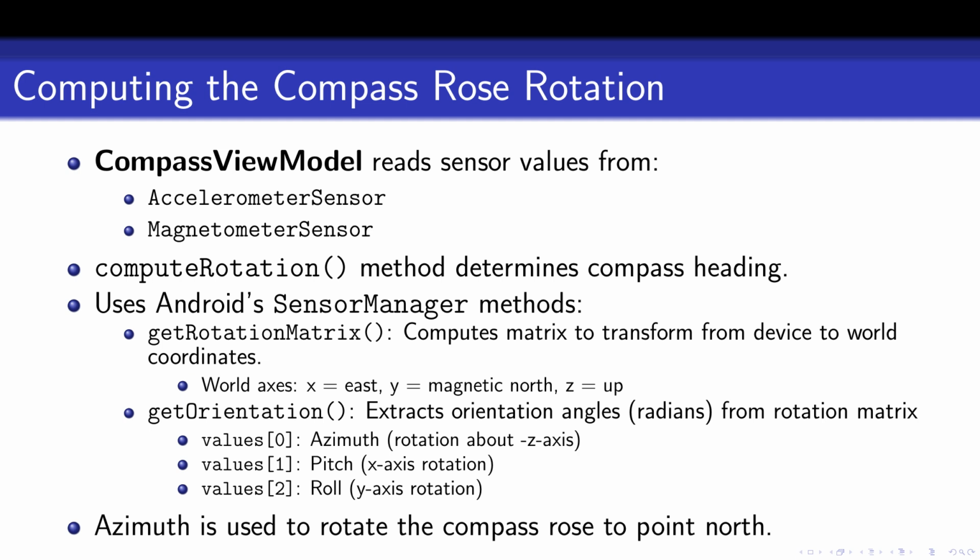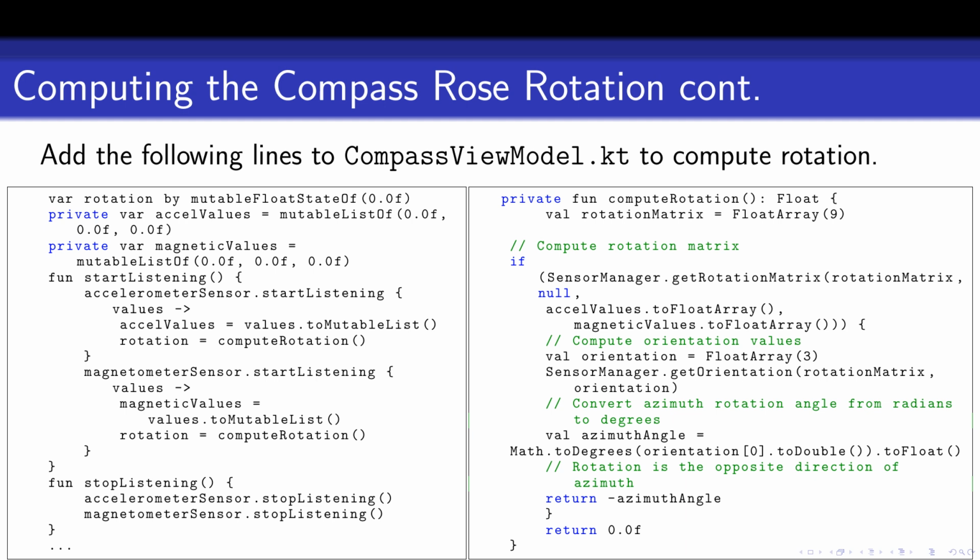the real world. To enable this rotation logic, we need to ensure that sensor values are being collected and stored efficiently in the compass view model. This is done through mutable state and live listeners. Inside the view model, we declare a mutable float state called rotation, which stores the angle used to rotate the compass rose. We also create two mutable lists, accelValues and magneticValues, to hold the most recent sensor readings from the accelerometer and magnetometer.